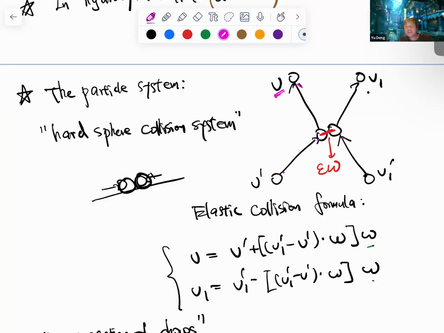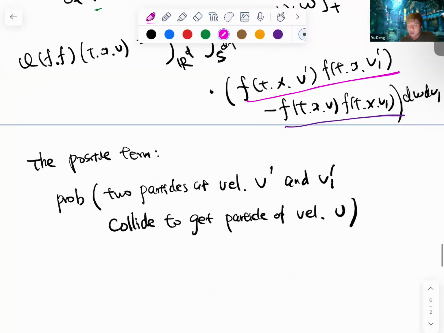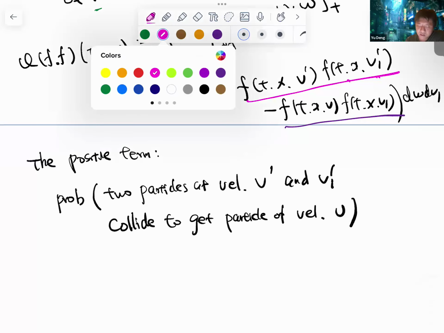On the other hand, it is also possible that you have a particle originally of velocity v, it collides with something else, and then it changes its velocity to something else, and this counts as a negative term on the right hand side. Okay, so now this term, this gain term, of course, the loss term is similar.